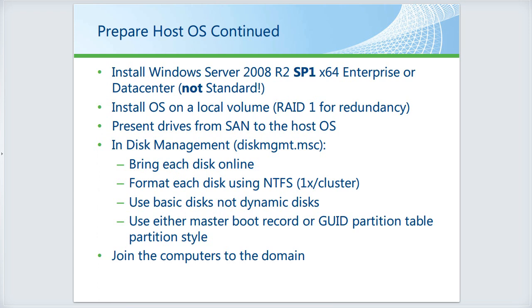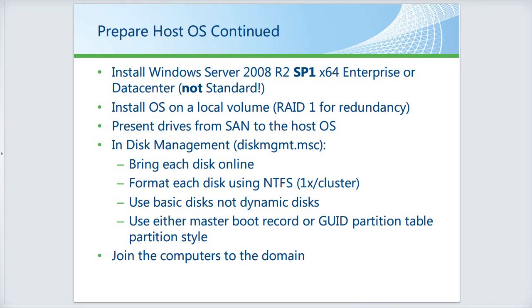So in terms of preparing the host operating system, you would install Windows Server 2008 R2 SP1 x64, and in order to do a Hyper-V cluster, you need to use either the Enterprise or Data Center edition of Windows Server. The Standard edition of Server cannot be used for a Hyper-V cluster, although you can run just Hyper-V as a single standalone instance using Standard. You'll want to install the operating system on some local volume on the physical server. I recommend using a RAID 1 configuration for disk drive redundancy there.